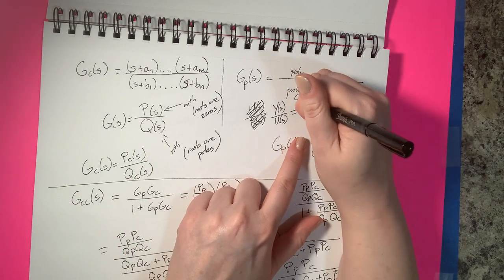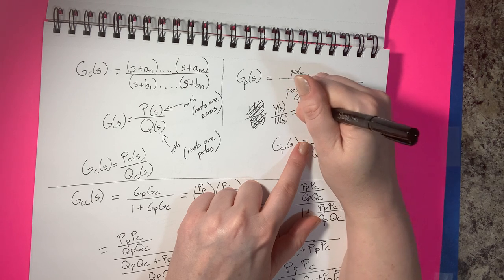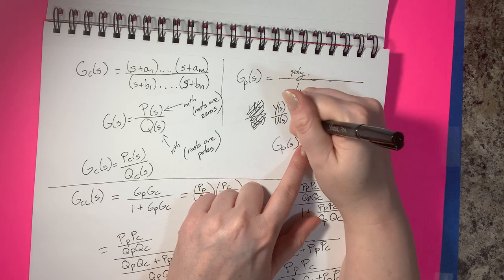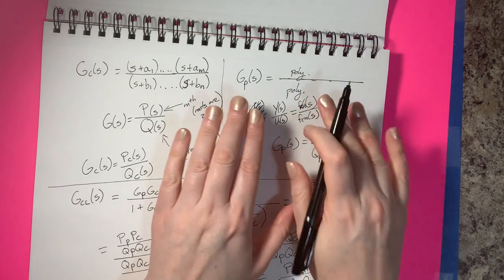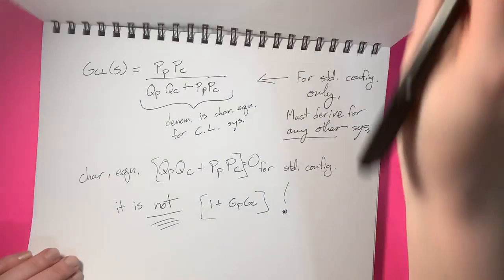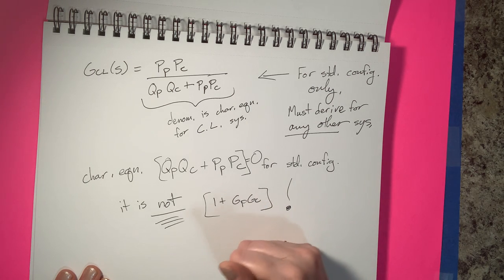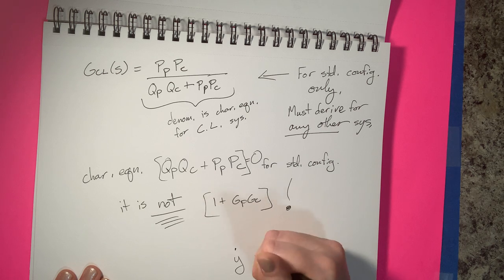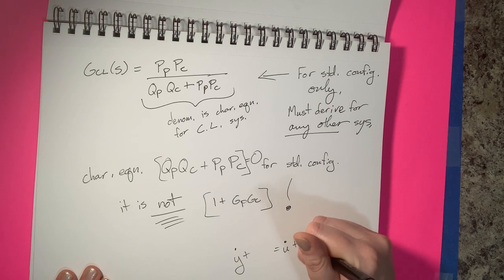So we have some function of S right here. And we have another function of S on the bottom. I do that multiplication. And I go back to the time domain. What you're going to notice is that you can have u derivatives in your control equation. You can have them as inputs. You can choose to have derivatives of control be part of your control.